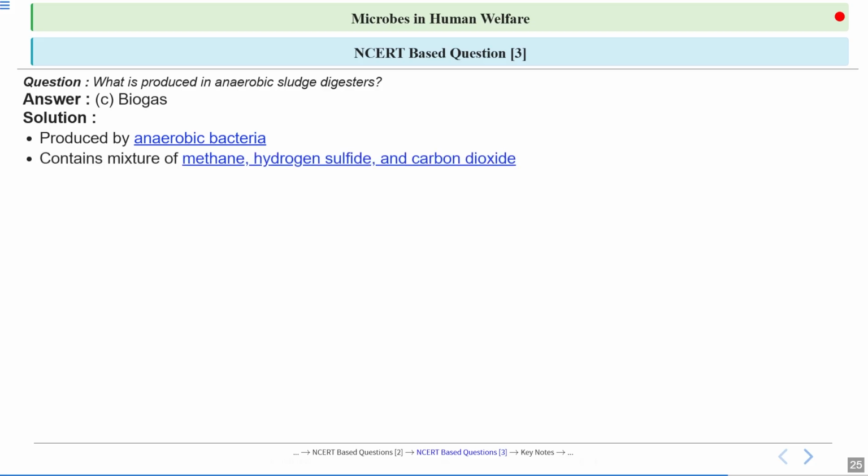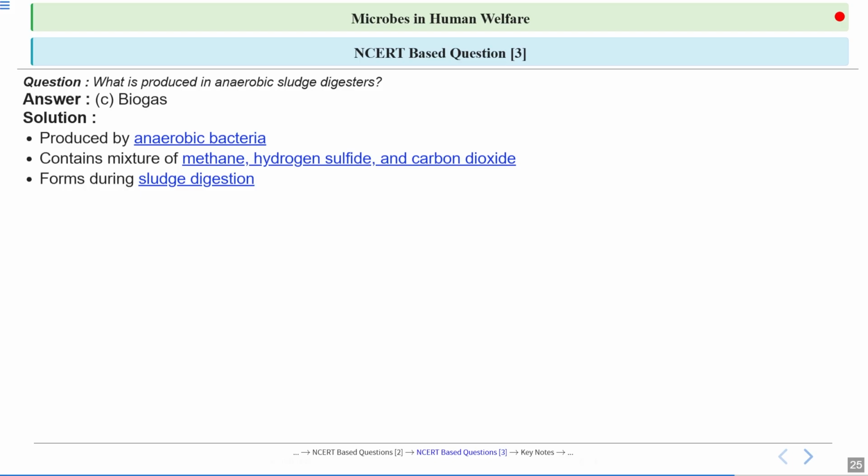Now biogas basically consists of a mixture of gases such as methane, hydrogen sulfide, and carbon dioxide. But the major components are methane and carbon dioxide. This biogas is formed during the sludge digestion. The sludge is digested by anaerobic bacteria, and while they decompose the organic matter, they produce these gases which are known as biogas.